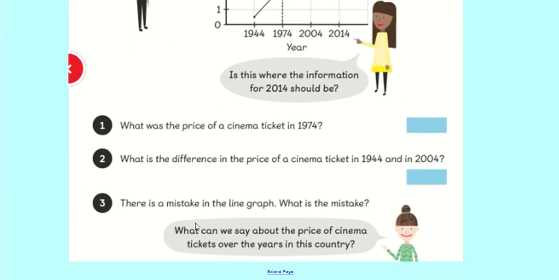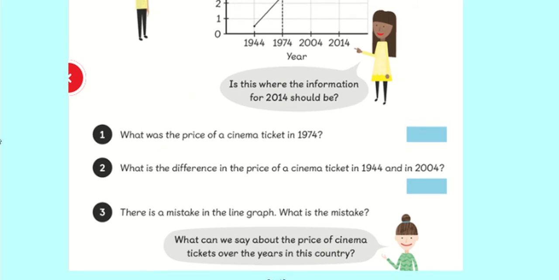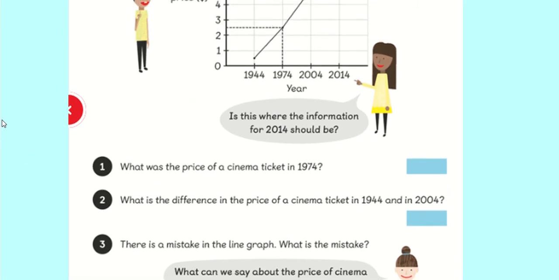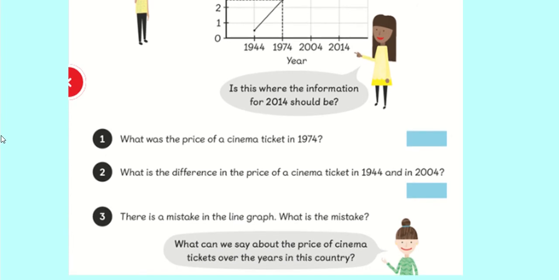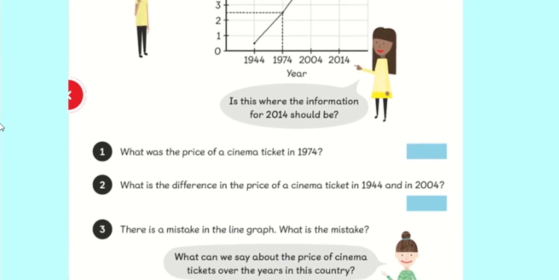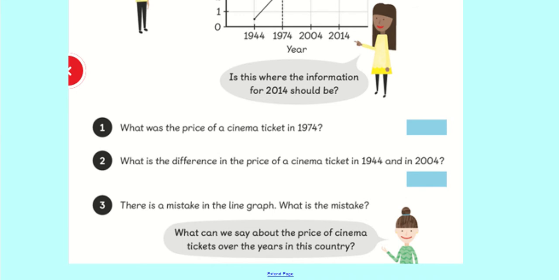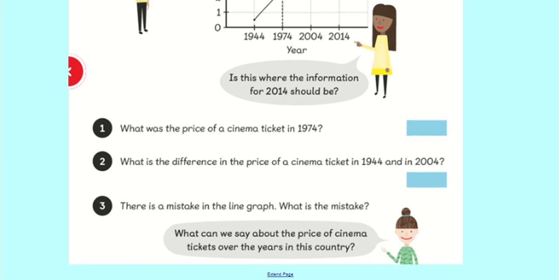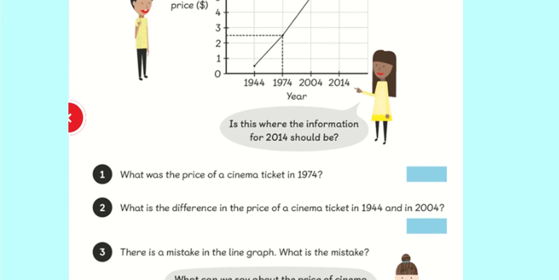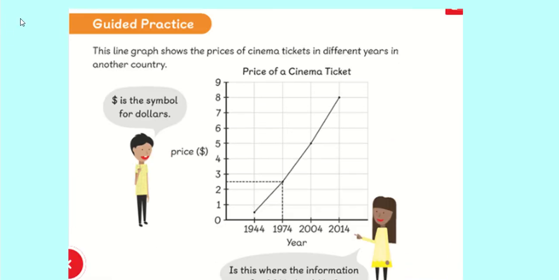So let's read the questions. What was the price of a cinema ticket in 1974? What is the difference in the price of a cinema ticket in 1944 and 2004? And the third question, there is a mistake in this line graph. What is the mistake? So pause the video now if you want to have a go at answering this yourselves. If you don't want to have a go at answering it yourself and need some guidance, then please carry on watching and I will go through it with you.